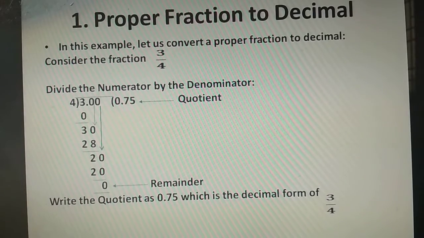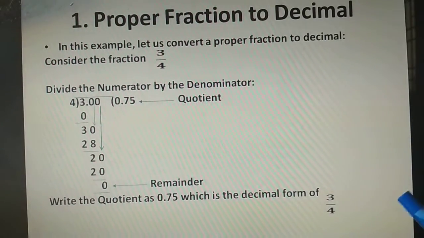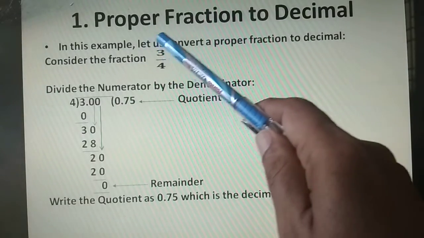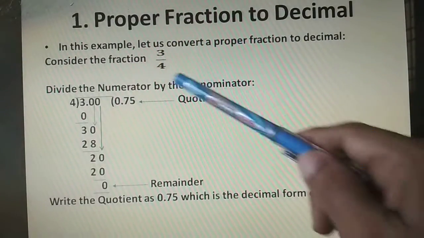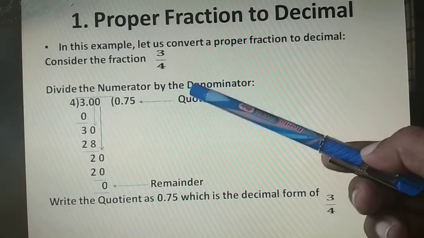First, let us see how we can convert a proper fraction to a decimal. You know what a proper fraction is? A proper fraction is a fraction in which the numerator is less than the denominator. In this example, let us consider the fraction 3 by 4 and convert it into a decimal. 3 by 4 is a proper fraction because the numerator is less than the denominator.